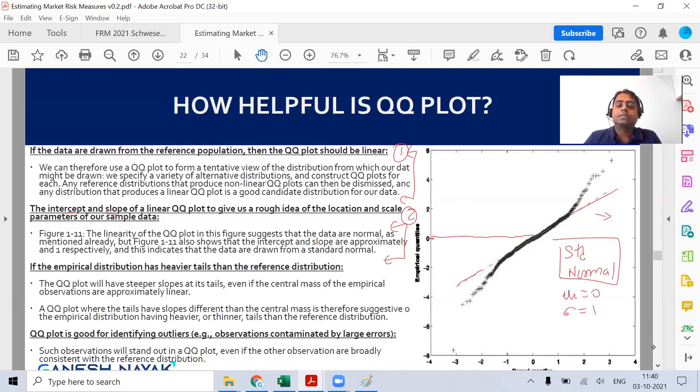Let us go toward the third point. We have already discussed this. QQ plot helps you identify whether your tail is fatter or thinner as compared to the assumed distribution. If you look at this diagram, on both sides, left and right, both are fatter as compared to the assumed distribution, because your tails are becoming more steep. Fairly simple. This was the third point.